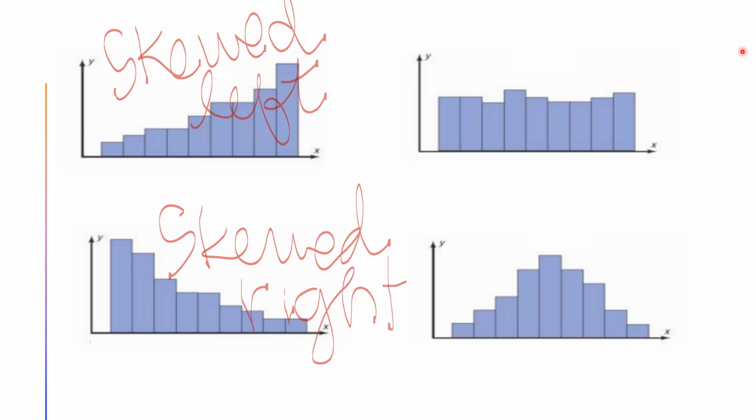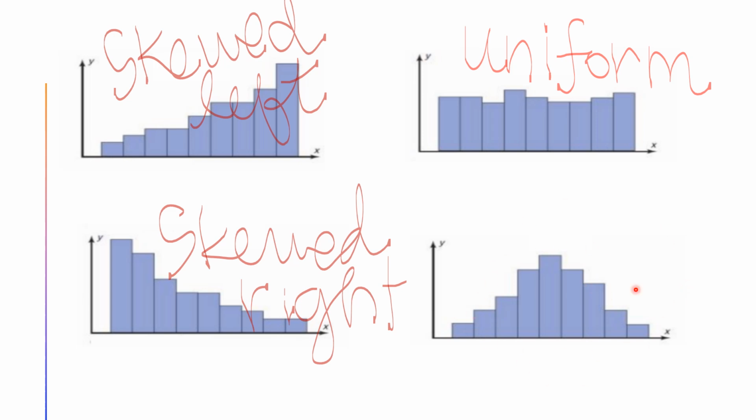All right, now looking at the top right. What do you think that one is? Is it uniform? Is it symmetric? Is it normal? Is it skewed left, or is it skewed right? This one is uniform. All the bars of the histogram are approximately the same height.